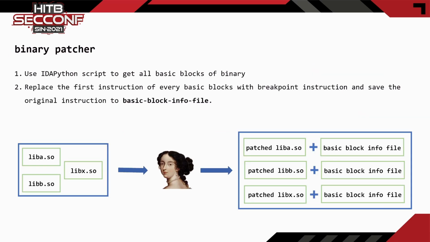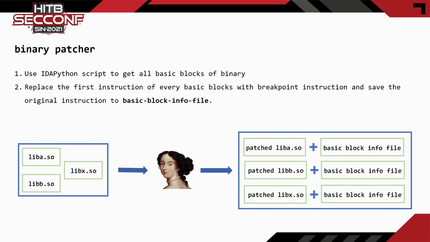First, I will introduce the implementation of the binary patching module. This page describes the working mechanism of the binary patching module. The input of binary patcher is the executable file that needs to be instrumented, such as a library. The output is the patched file and the basic block info file.